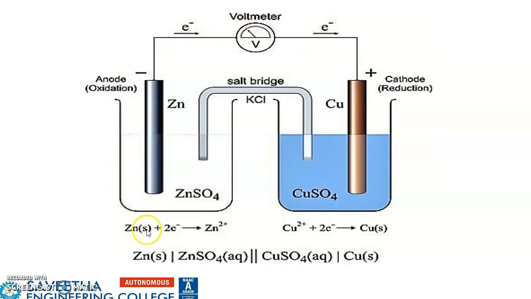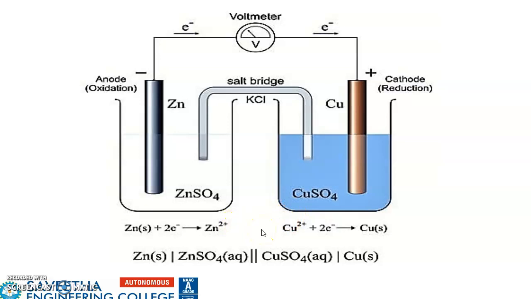Say, for example, when the Daniel cell is working, zinc will lose electrons to produce Zn2+ ions, whereas Cu2+ will gain electrons to form copper. But now, if the voltage given is more than 1.1 volts, the reverse reaction will start taking place. So here the two conditions are satisfied.